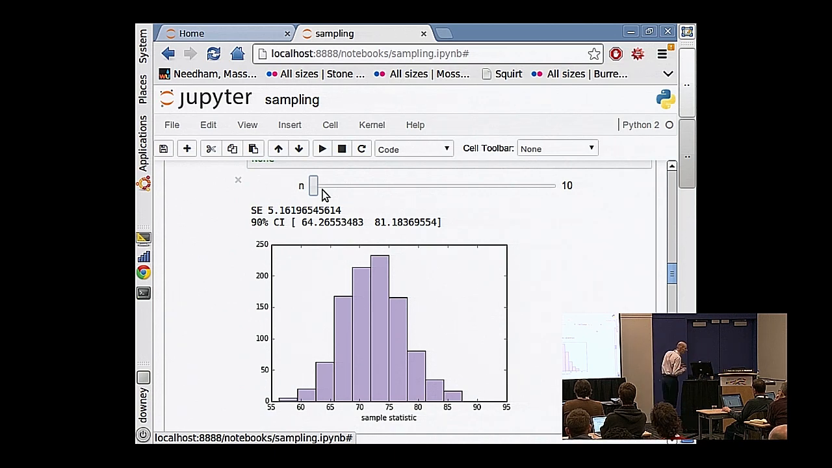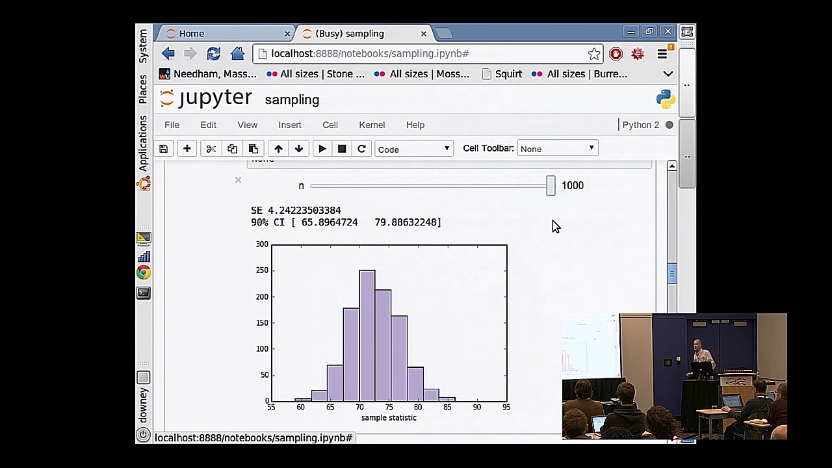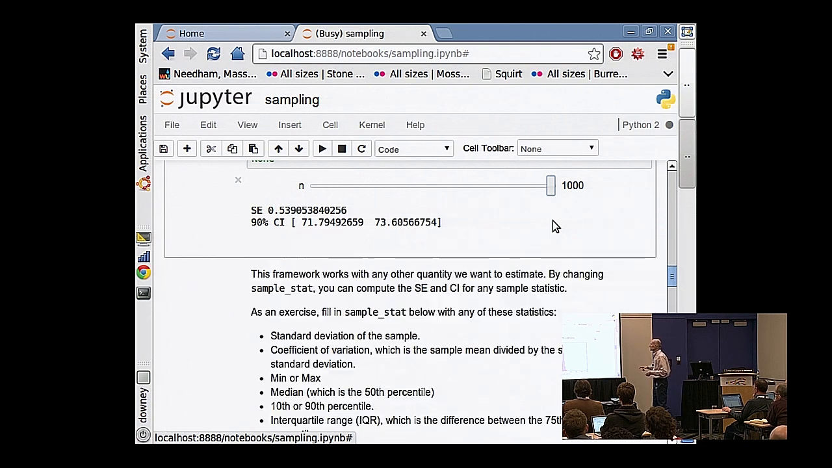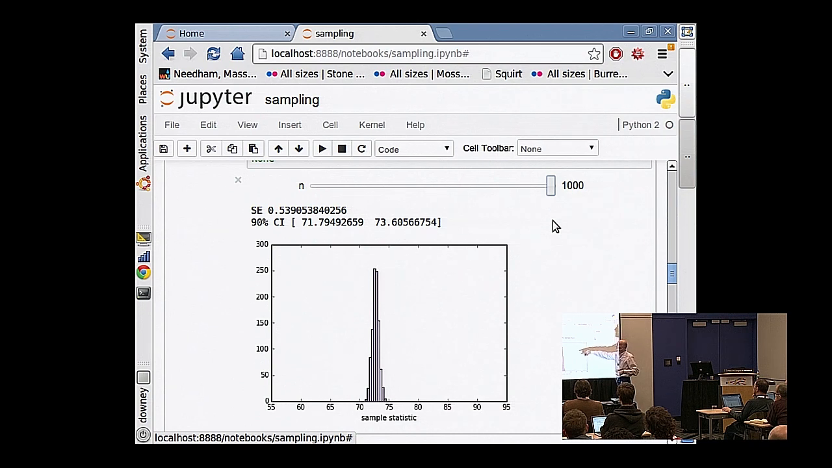And again, as n gets big, this distribution gets nice and small. So with a sample size of 1,000, the precision of my measurement is pretty good. It's going to get down to a standard error of only half a kilogram. So that's the framework, that's the experiment. Now the exercise that you're going to do, this is the sampling distribution of the mean.